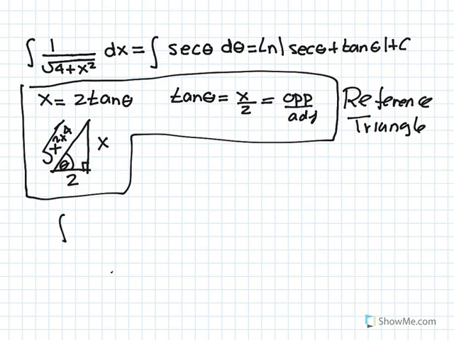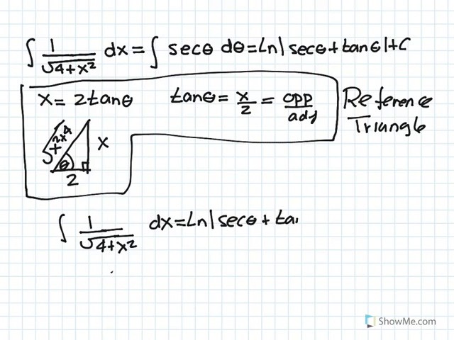The integral of 1 over the root of 4 plus x squared dx is equal to ln of sec theta plus tan theta plus c. But we want to get the answer back in terms of x. Well, we know tan theta is x over 2. That was our original trigonometric substitution.